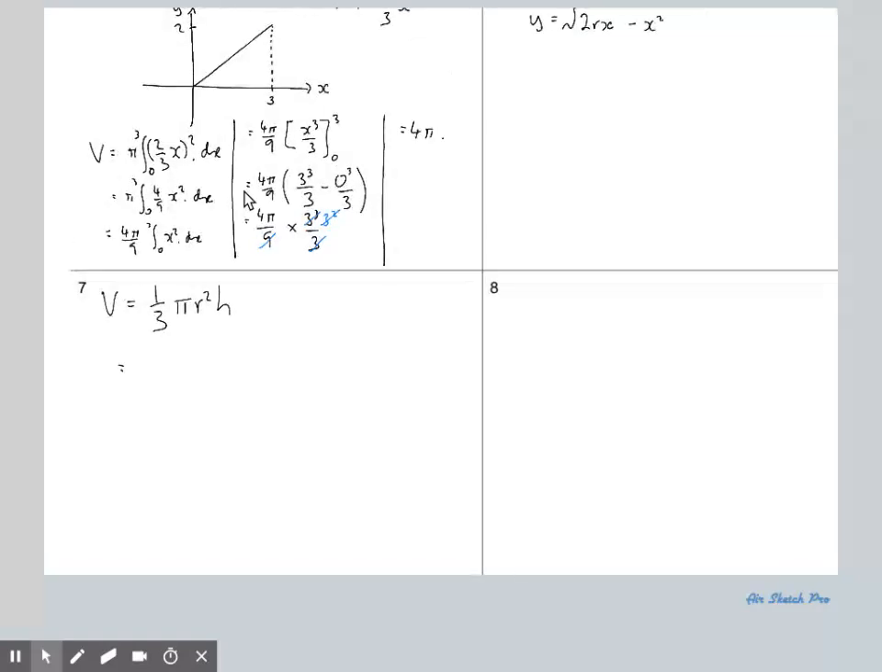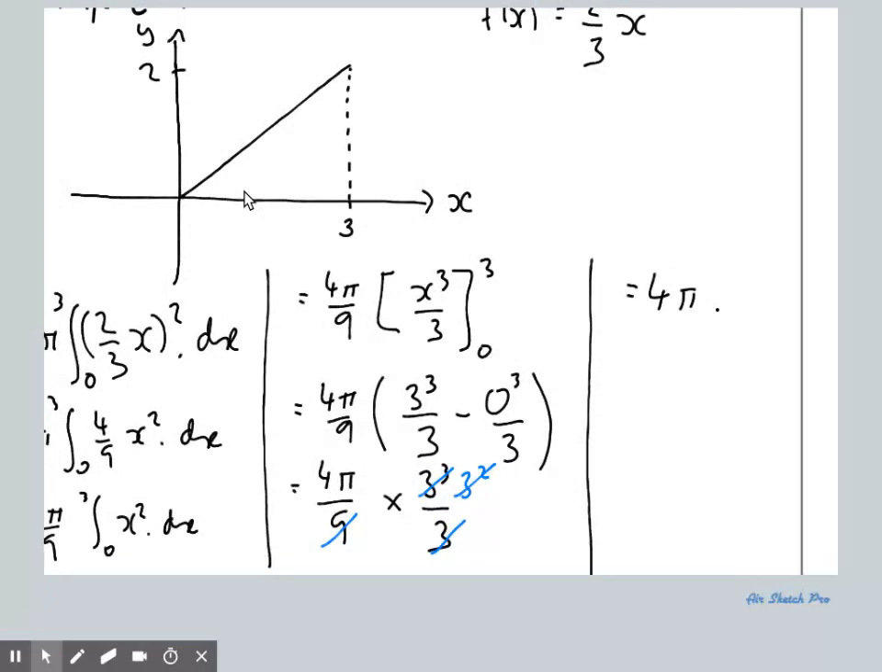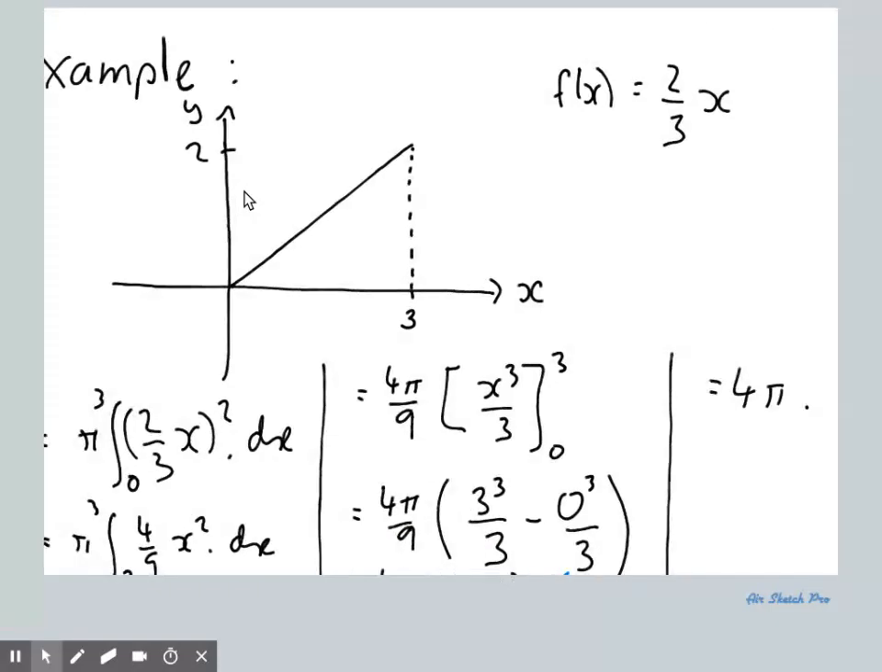Okay. So what would the radius of this cone be? 2. From here to here would be the radius. So it's got a radius of 2. And the height would be here, because the cone's on its side. So the height would be 3 units long.